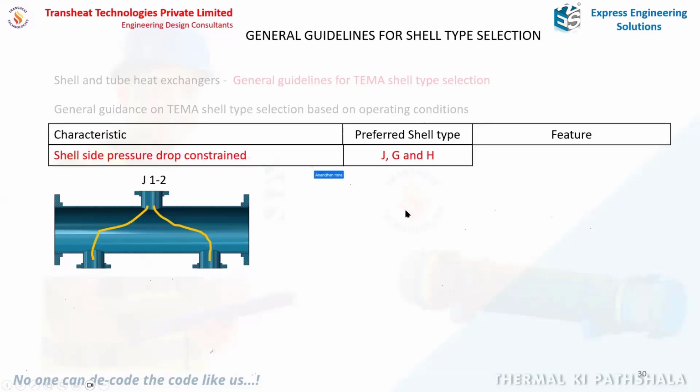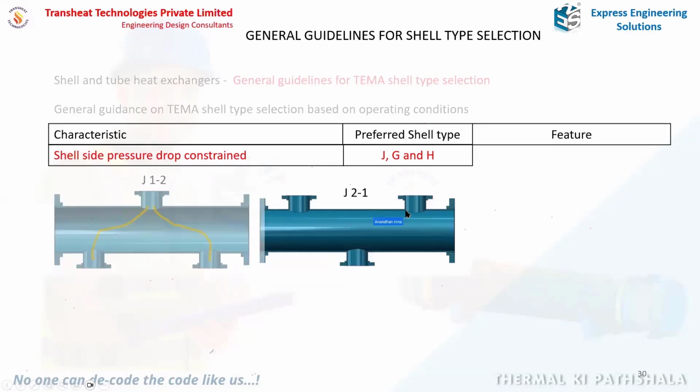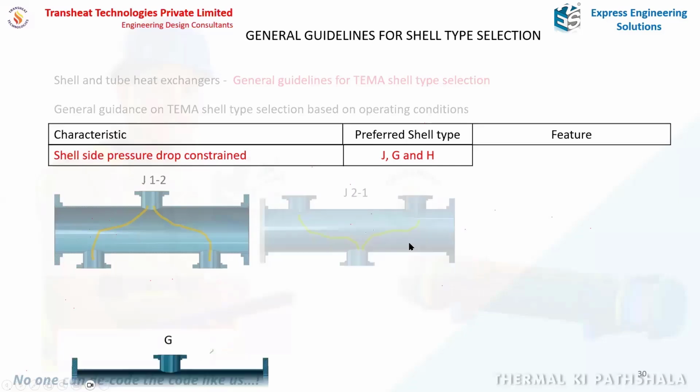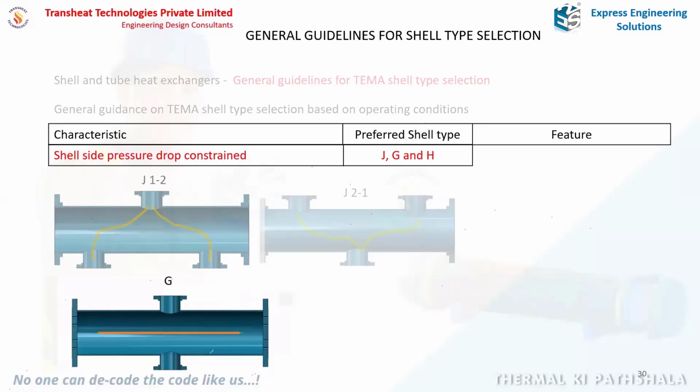As a J12, we also have a J21 shell, where you have two inlet nozzles and one outlet nozzle. Here, the splitting of the flow is outside the heat exchanger, and this is the flow path. So next we have the G-type shell, which is the split flow shell. You have the fluid entering through the inlet nozzle, going on either side of the nozzle through the longitudinal baffle, the split baffle we have in the shell, and coming out from the outlet nozzle.